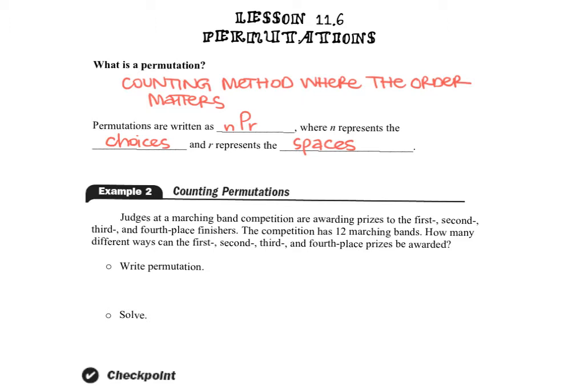The first example says judges at a marching band competition are awarding prizes to the first, second, third, and fourth place finishers. The competition has 12 marching bands. How many different ways can the first, second, third, and fourth place prizes be awarded? All right, so obviously we know this is a permutation. The order matters because we're giving a first place and a second place, and I care if I get first place or fourth place. That would be a difference, so the order matters.